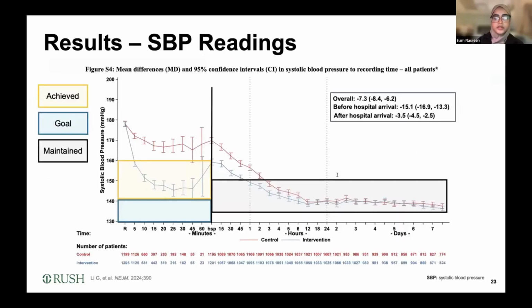This graph here shows the systolic blood pressure readings at all time points for all patients. The blue line shows the readings for the intervention group, so pre-hospital blood pressure reduction, and the red line shows the control group, which was usual care. I want to point out that although the goal was to have a systolic blood pressure reduction to achieve less than 140 prior to hospital arrival and maintain this, most patients ended up achieving somewhere between 140 and 160 prior to hospital arrival, with the mean being closer to 160.